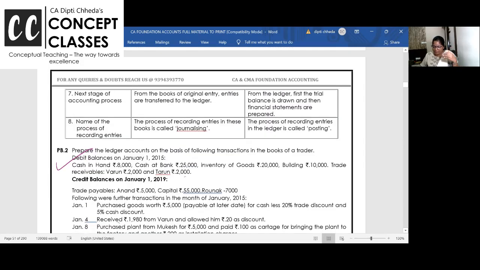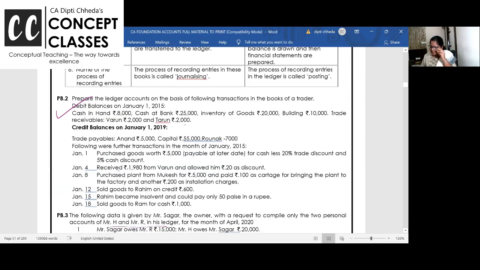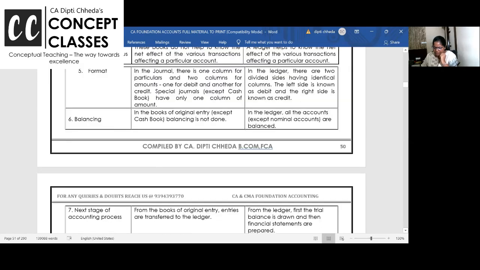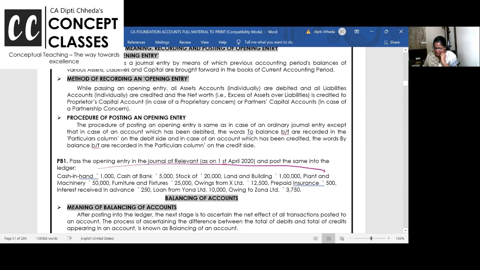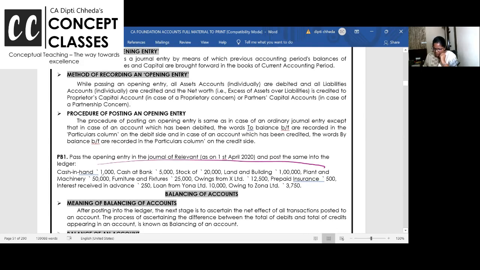You know, all debit balances you bring, all credit balances, and balancing figure you can write in the capital. One single opening entry is passed. Cash in hand is there, cash at bank, inventory, building, trade receivables. Yeah. Cash in hand, bank, stock and all. And owings are given, prepaid, interest received, loan and owing. Jo debit credit hai, you write down, and balancing figure you will get as opening entry.